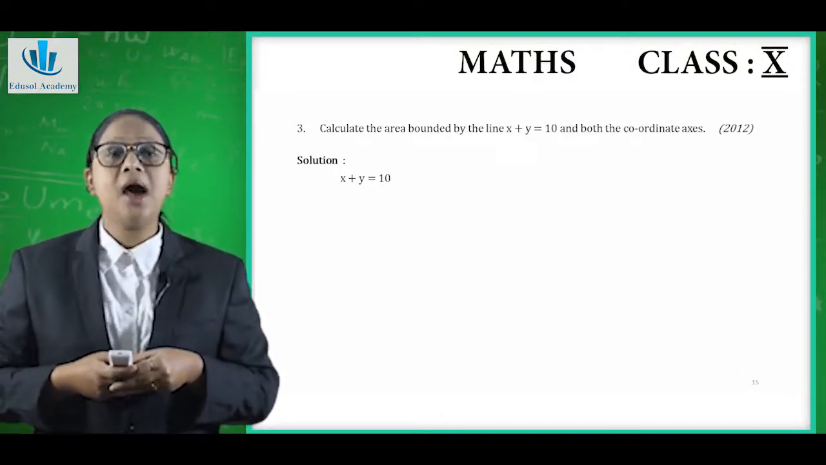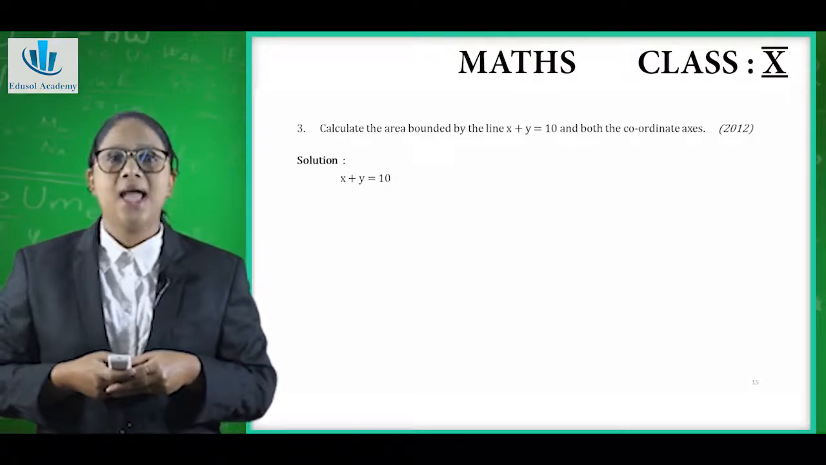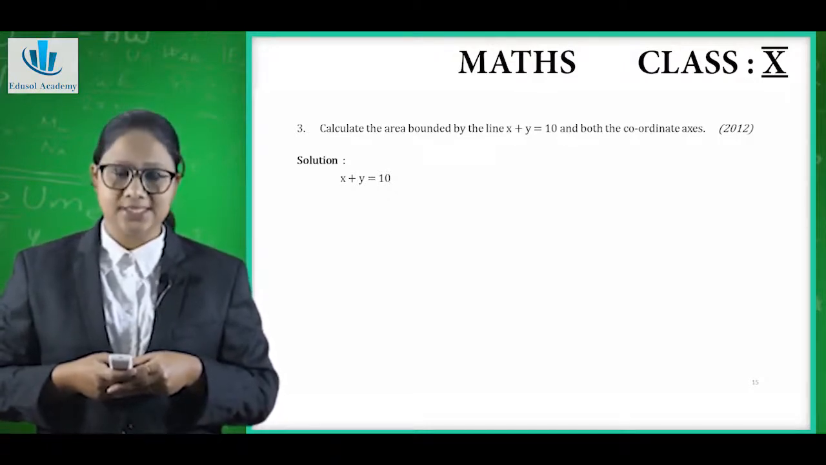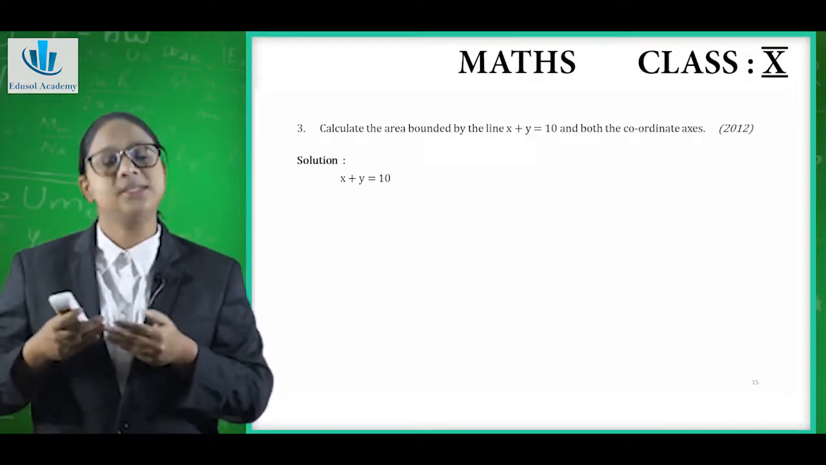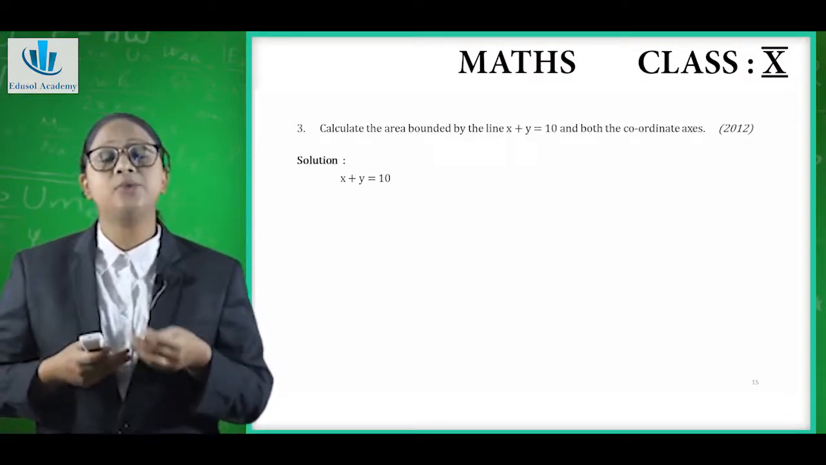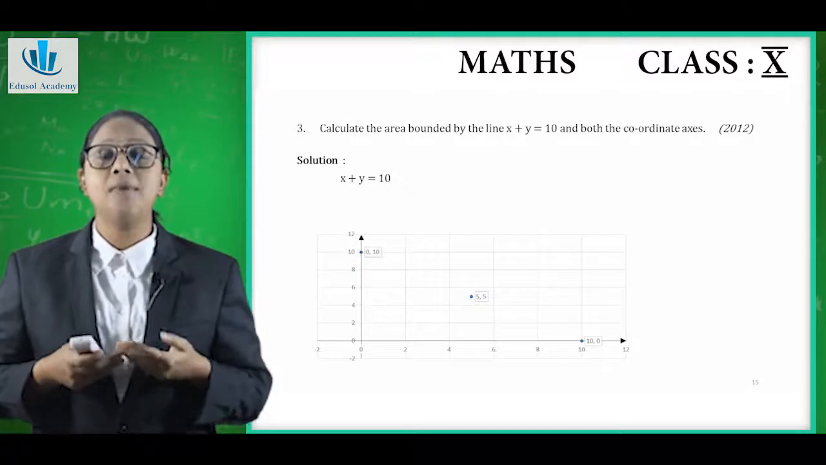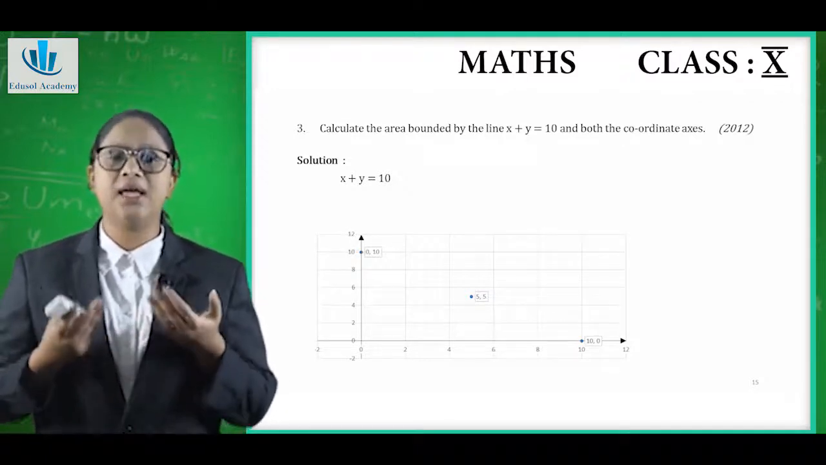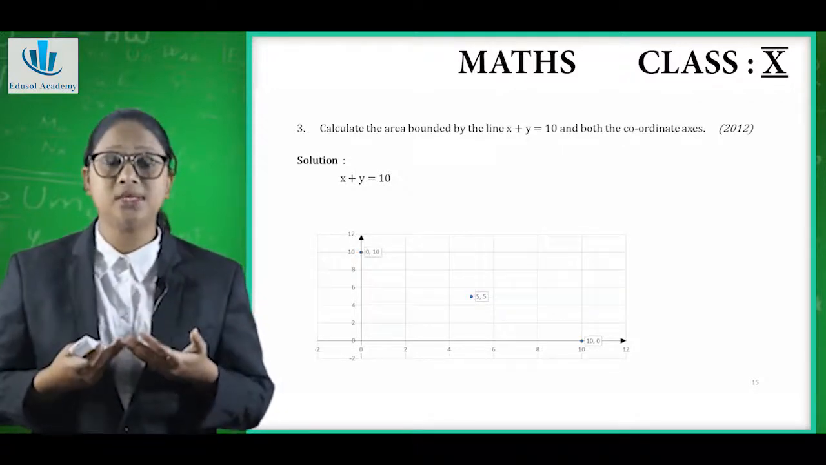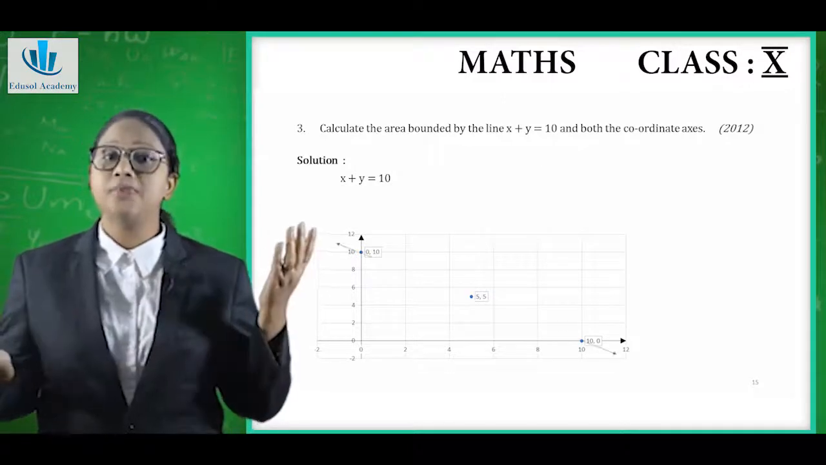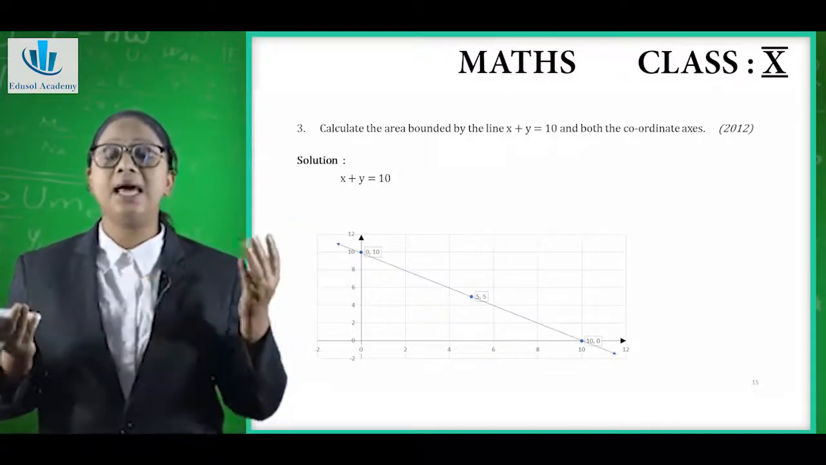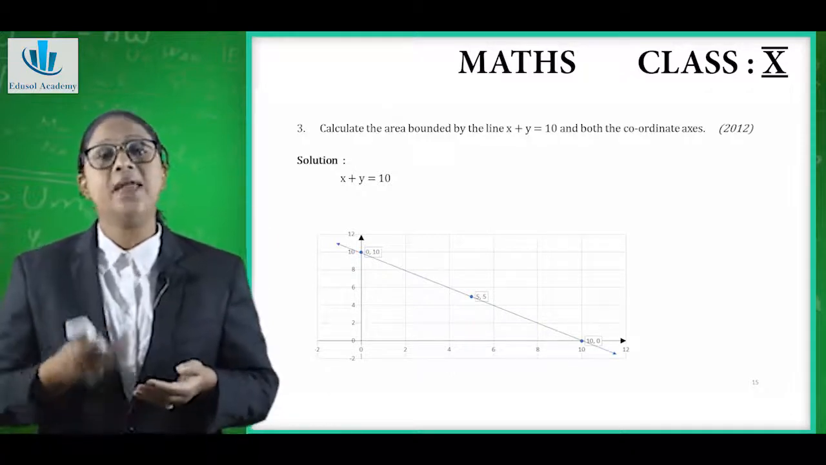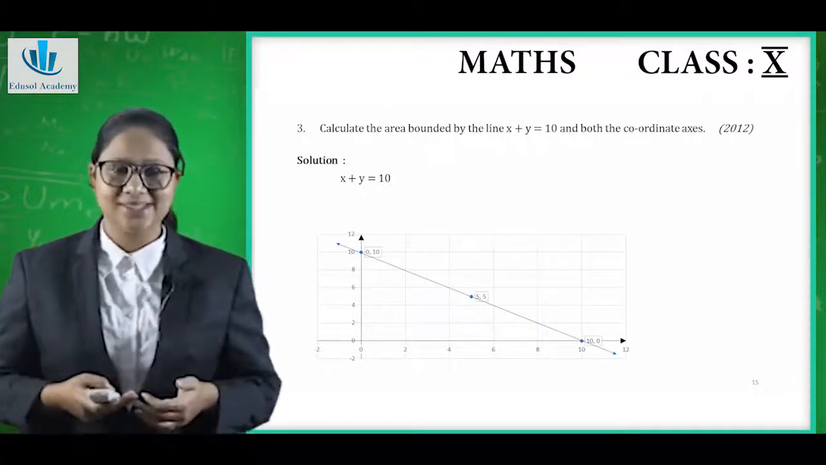Calculate the area bounded by the line x plus y is equal to 10 and both the coordinate axes. So we are given an equation x plus y is equal to 10 and we have to calculate the area bounded by the line. So x plus y is equal to 10 is a linear equation. Its graph will be a line. So we are supposed to find the area formed by the line and the coordinate axes, namely the x-axis and y-axis.